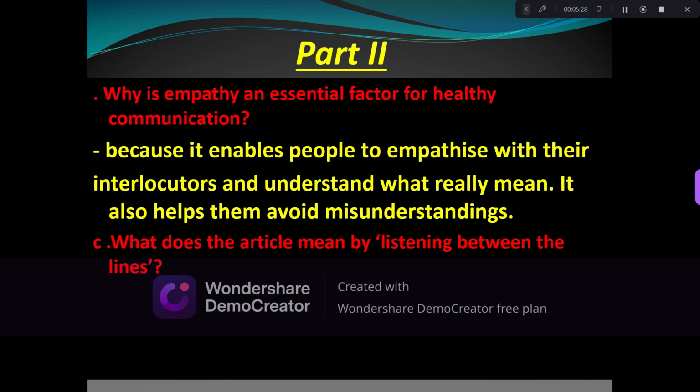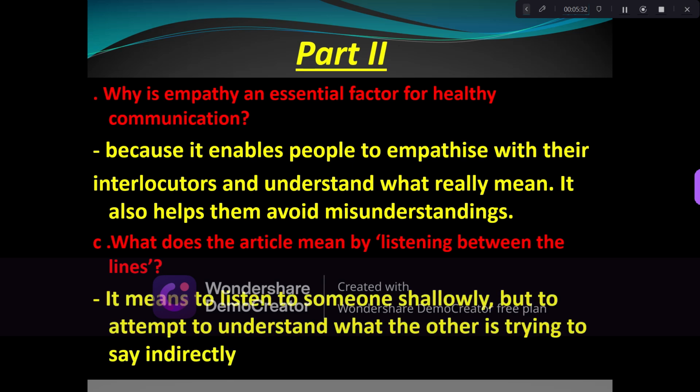Now, relating to the concept of listening between the lines, it means to listen to someone shallowly and deeply, to understand the implicit and the explicit meaning of the speech, and to attempt to understand what the others are trying to say indirectly.